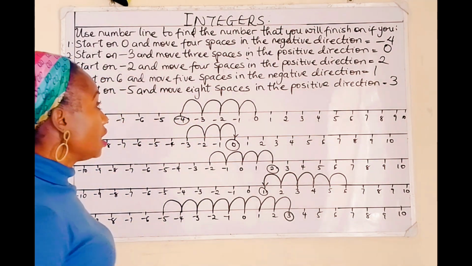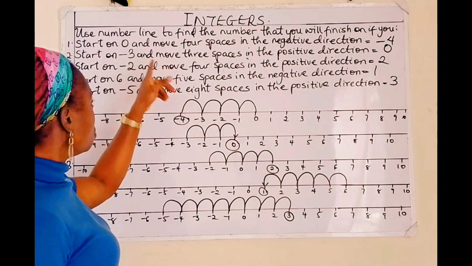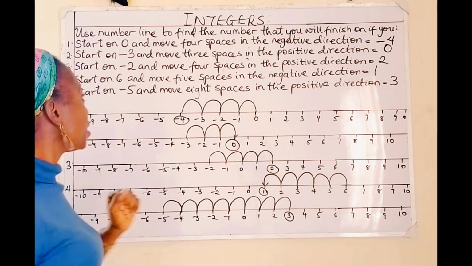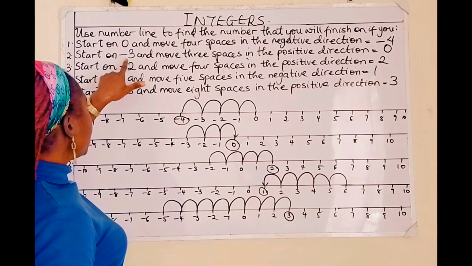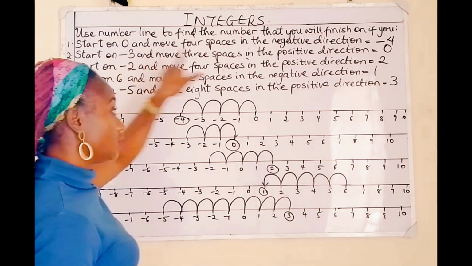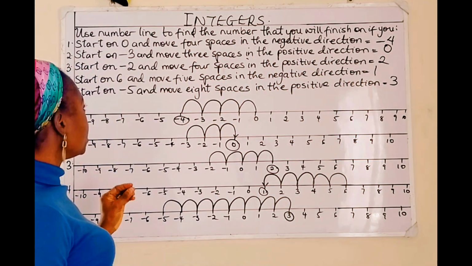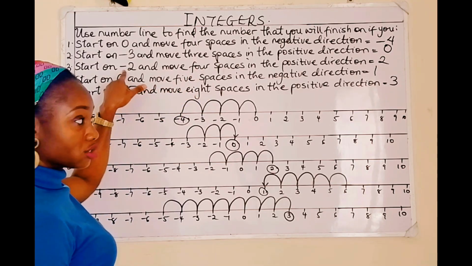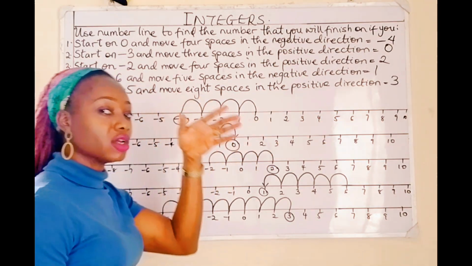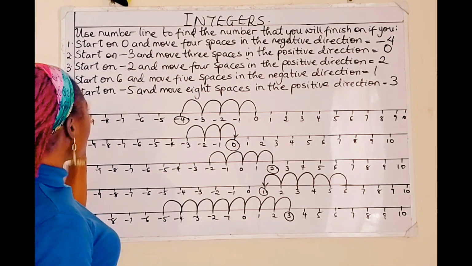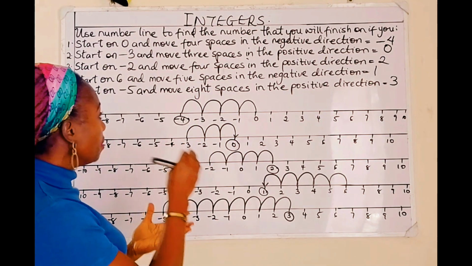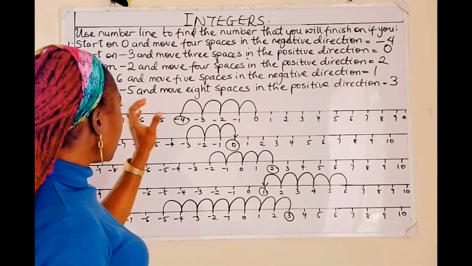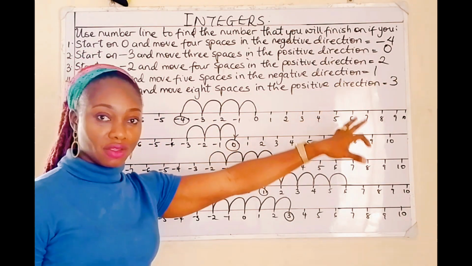So this simply means we subtracted 4 from 0 to give us -4. And then in question 2, we added 3 to -3 to give us 0. Then question 3 says we added 4 to -2 to give us 2. It's as simple as saying -2 plus 4. That's the answer. Then question 4 says 6 minus 5, and that's 1. Question 5 says -5 plus 8, that gives us 3.